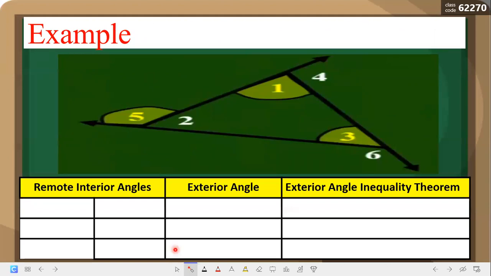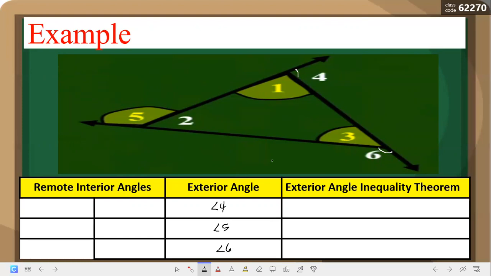For this one, we're going to identify the exterior angles. Here, the exterior angles are angle 4, angle 5, and angle 6. We'll write them down right away so we won't forget. So angle 4, angle 5, and angle 6.